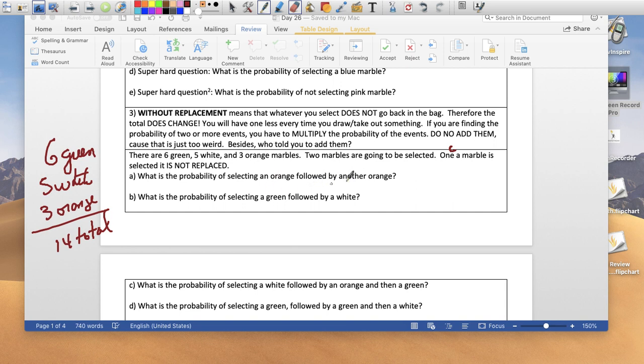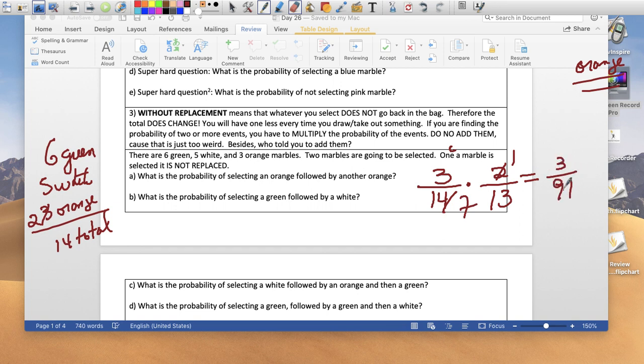So what's the probability of getting an orange followed by an orange? Let's find the probability of the first orange. There's 14 total. Probability of getting an orange in my first try is 3 out of 14. So I take an orange out and leave it outside. Do we have 3 oranges still? No. We have 2 oranges left over, right? So on the second try, the probability of getting an orange is going to be 2, because 1 is outside. And are there 14 in the bag right now? No, there's 1 less, which is 13.